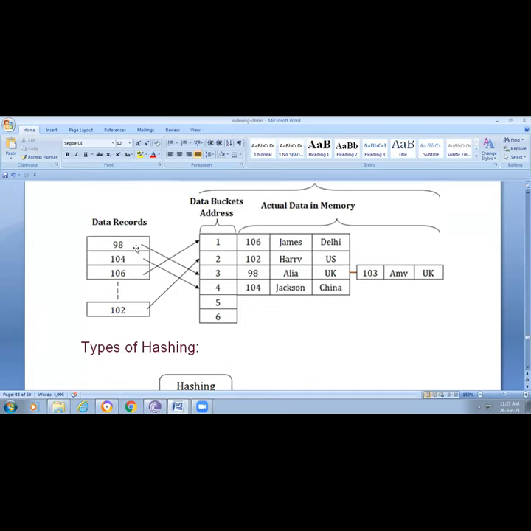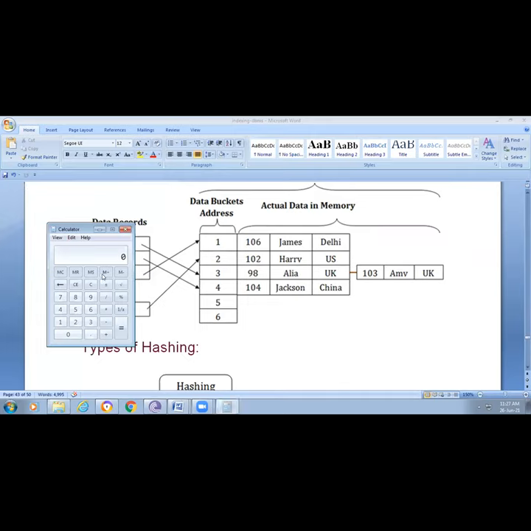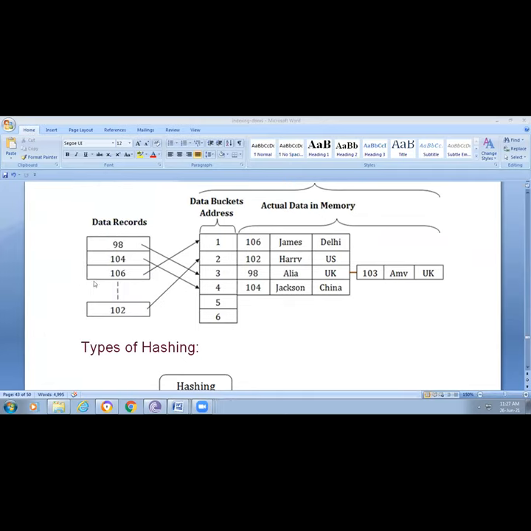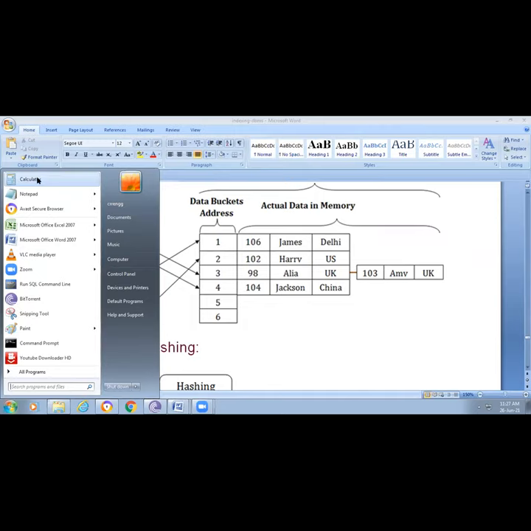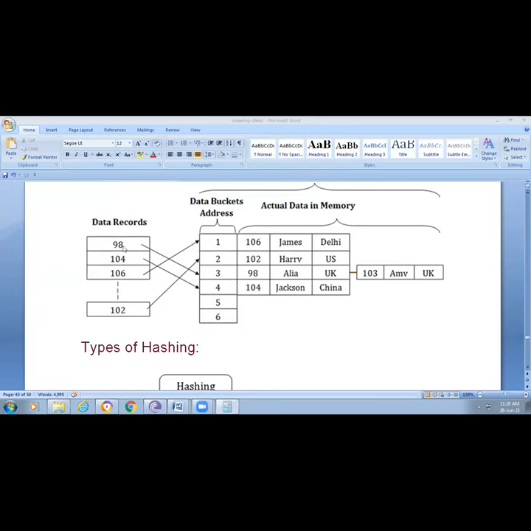Take 98. What is the mod value here? 98 divided by 5. What is the remainder? 20 into 5 is 100, so 19 into 5 is 95. Then the remainder is 3. So it will be stored at 3. This is mod 5.